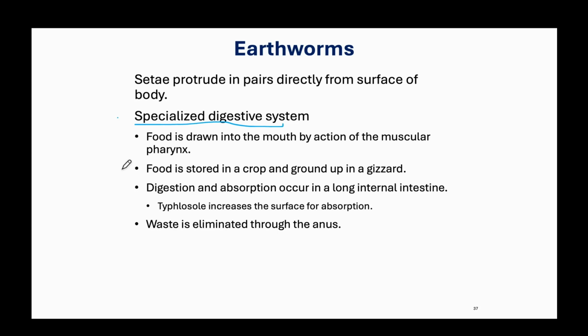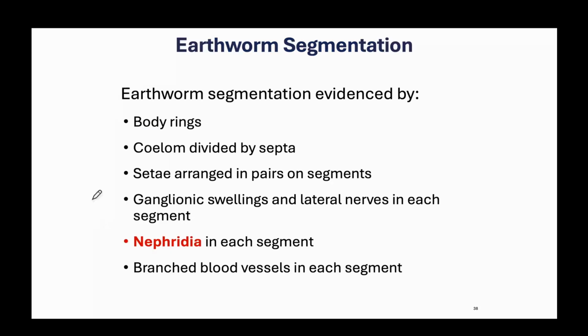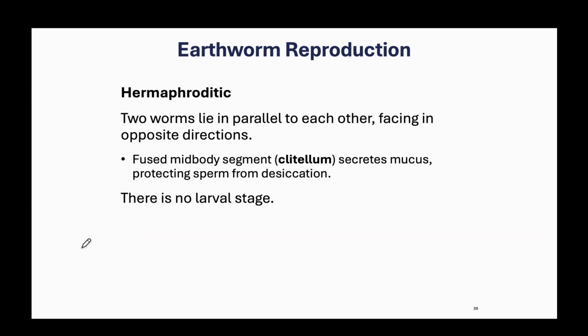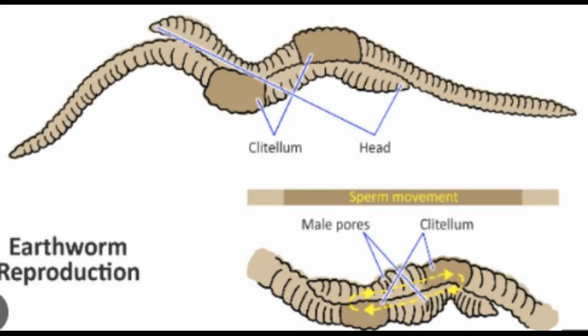Now, earthworms are segmented, and you can notice they'll have the body rings. They have a coelom that's divided. They have branched blood vessels in each segment. Earthworms can be hermaphroditic. Two worms lie parallel to each other, facing in opposite directions, and they fuse a mid-body segment. They secrete mucus, which protects the sperm from desiccation, which means drying out. And there's no larval stage.